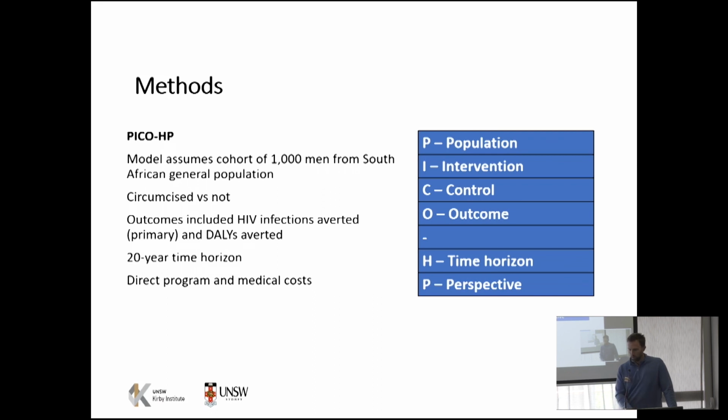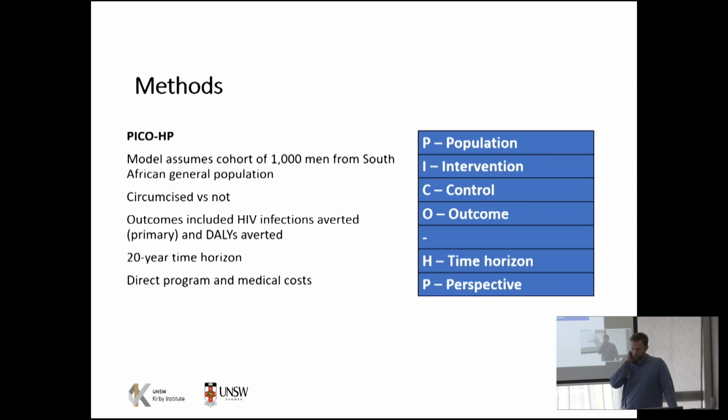Okay. So diving into the methods then, I like to use this PICO-HP acronym. You might notice PICO if you've done any sort of randomized trial work. So the population, the intervention, control, and the outcome. That's essential core aspects of a clinical trial or any sort of comparison of interventions. For economic evaluation, we throw in the HP because it's important to also consider the time horizon that you're looking over and the perspective that you're focusing on. So health system perspective or a societal perspective.